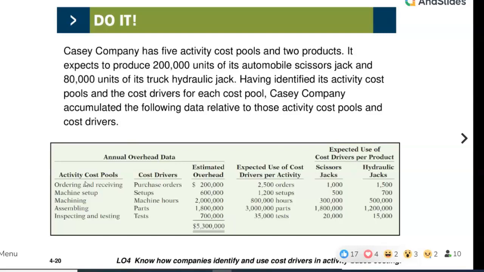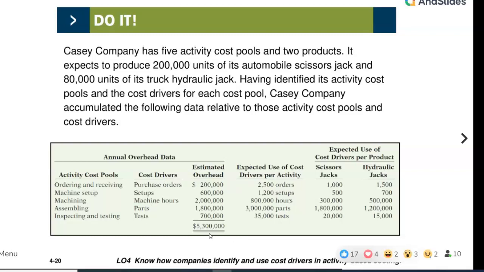Here we go. Activity cost pools were figured to be ordering and receiving, machining setup, and they always have to give you these pools. Painting and assembly and inspection. Now, what are the cost drivers? That's what you have to figure out. And in this case, they give you the cost drivers.